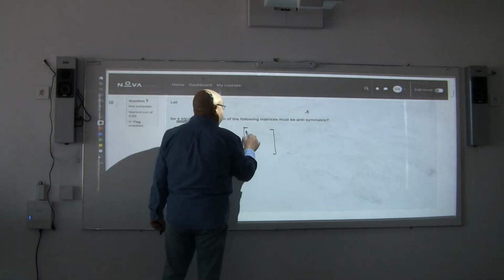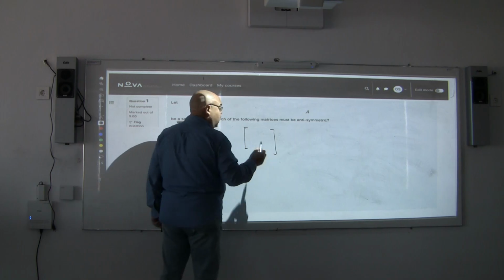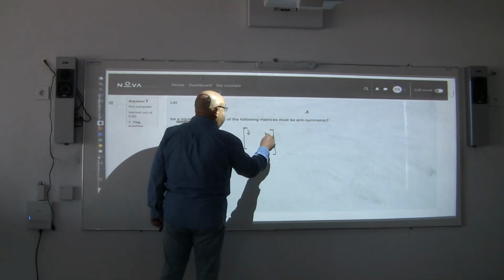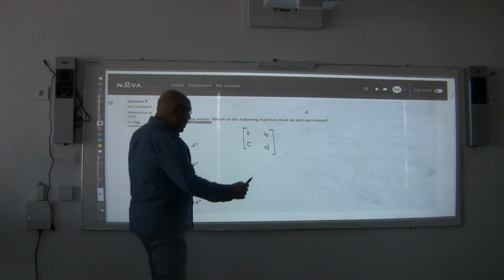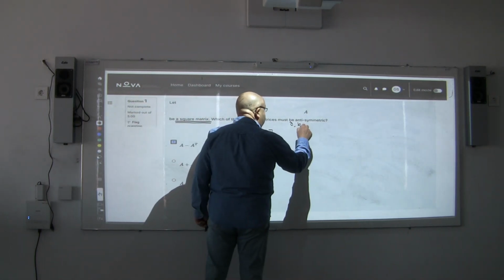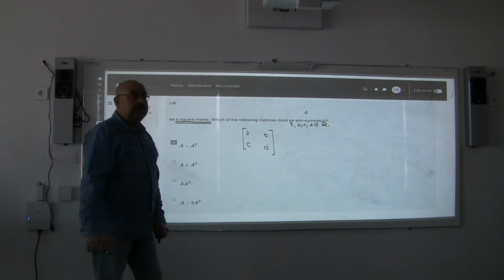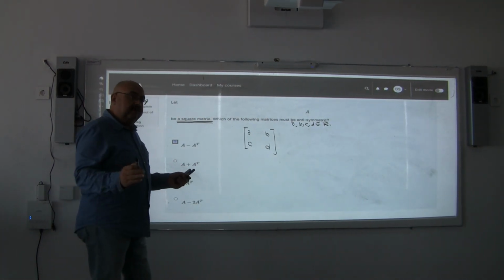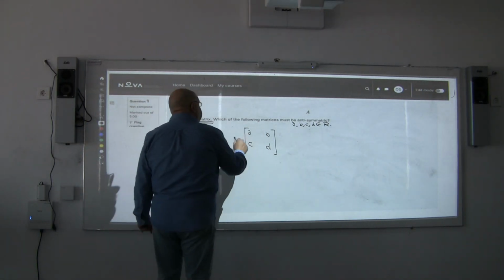So I can easily write it as a generalized matrix. I can write A, B, C, and D, where A, B, C, and D belong to the set of real numbers. That's a general form for a 2 by 2 matrix. Okay, get the transpose of this matrix.